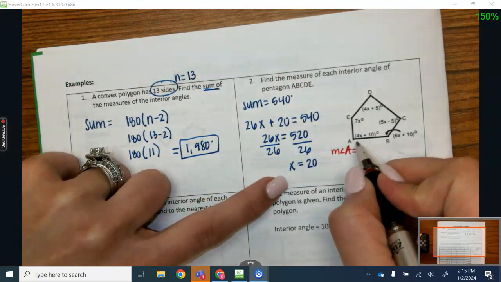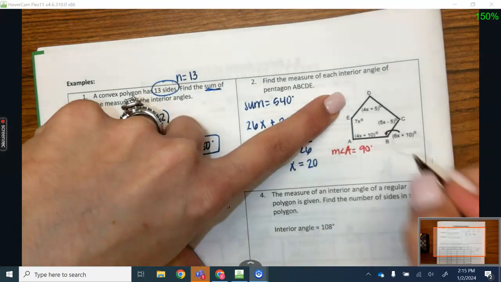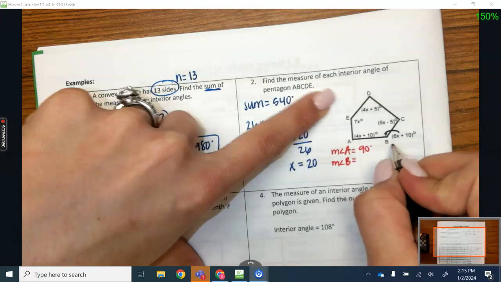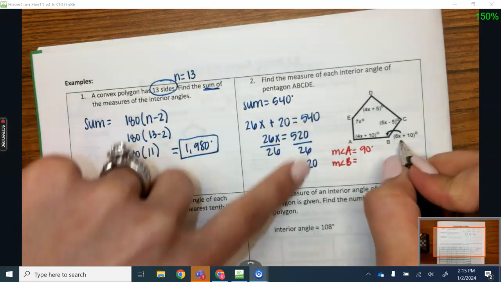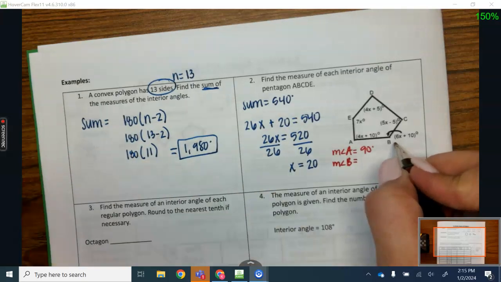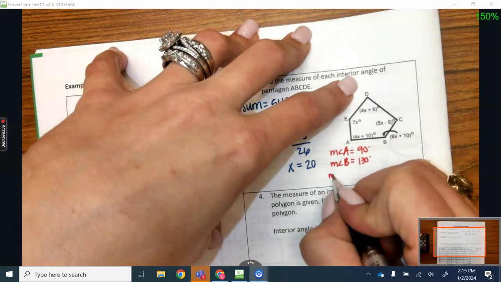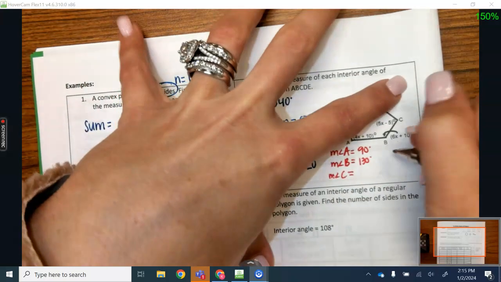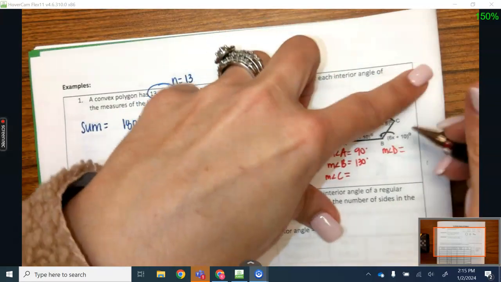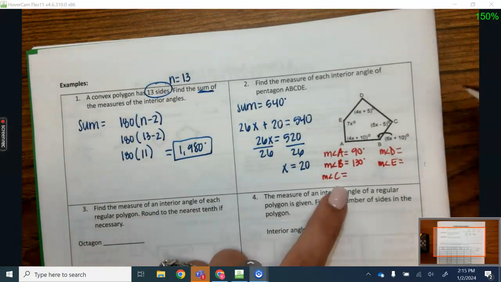4x plus 10, well x is 20, so 4 times 20 is 80 plus 10, that's 90 degrees. Then if I go to B right here, 6x plus 10, 6 times 20 is going to be 120 plus 10, that's 130. Okay, and then I'm just going to do this for the rest of my angles. I want to go in alphabetical order like the polygon name. Okay, A, B, C, D, E.